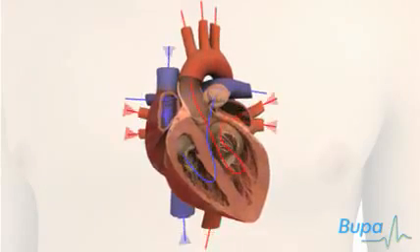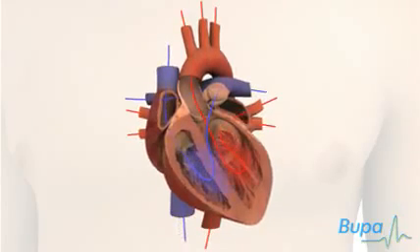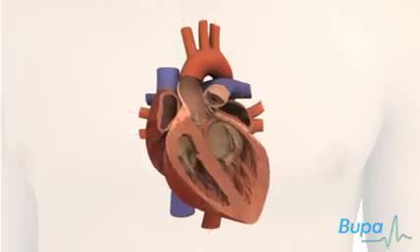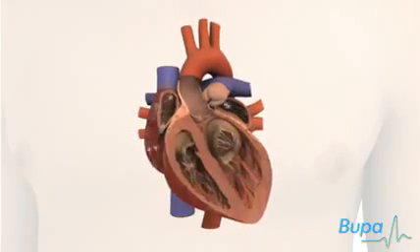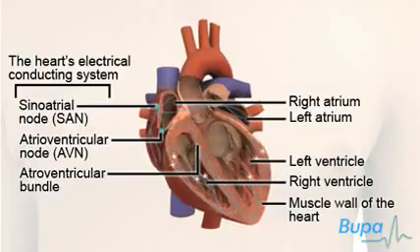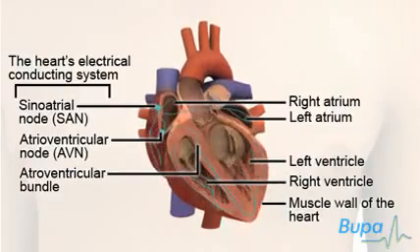This flow of blood doesn't happen automatically. It's driven by contractions of the heart muscle, which are triggered by electrical impulses. A pacemaker in the upper part of the right atrium, called the sinoatrial node, sends electrical impulses across the atria that cause them to contract.